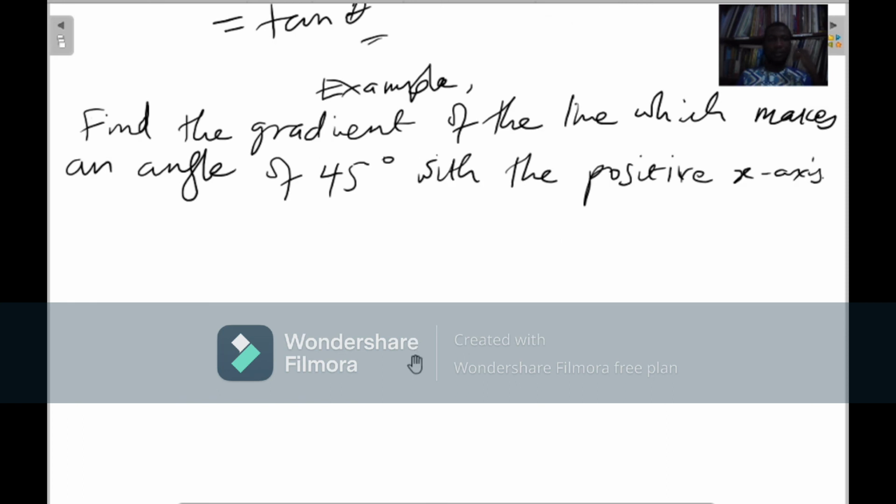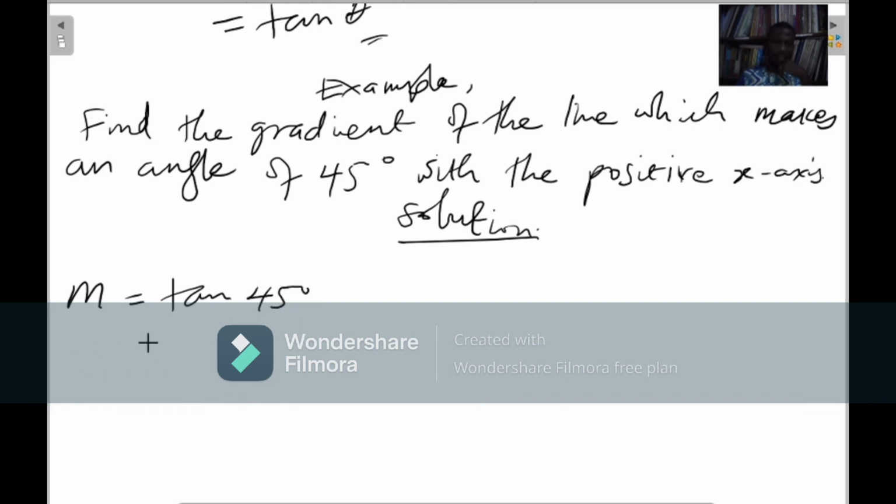We just take a quick example. First example: find the gradient of the line which makes an angle of 45 degrees with the positive x-axis. With a question like this, we've explained everything already. So we just write our gradient m equals tan, and this time our theta is 45 degrees. And we just have to check that with our calculator. And tan 45 is 1. So we say therefore the gradient of the line is 1.